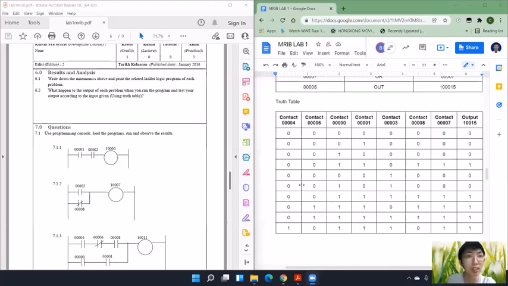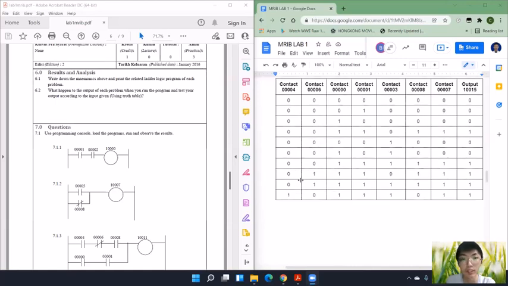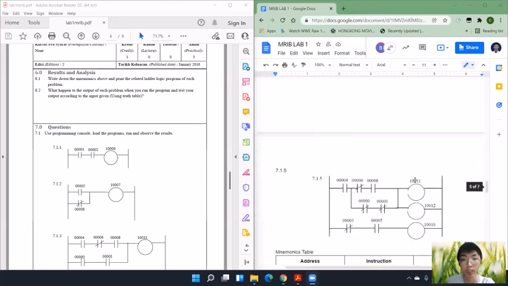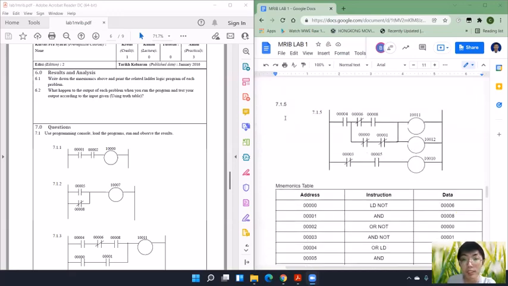Actually, this is longer than before. Before that is 30 something slots. For this one is above 60 slots. So it's also chosen 10 slots, of which 5 slots the output is 0 and 5 slots the output will be 1. So for the last example, last question is 7.1.5.